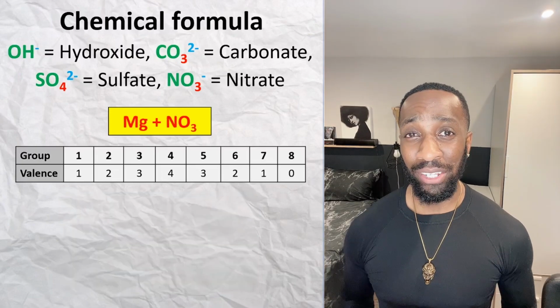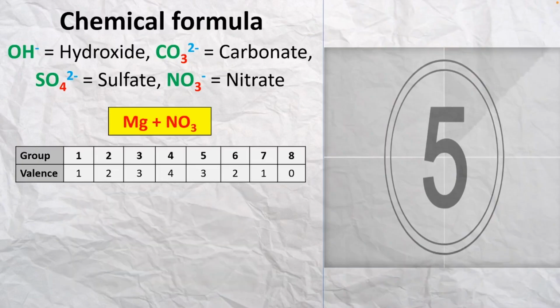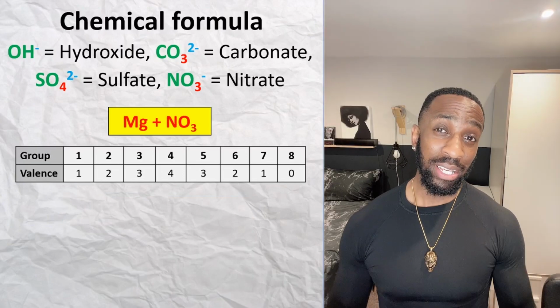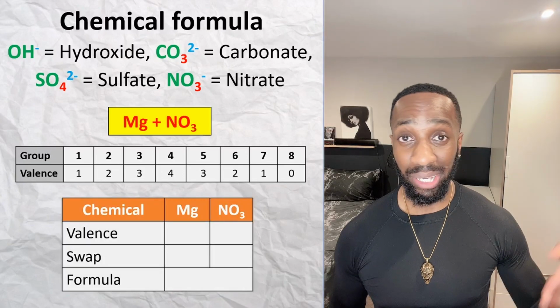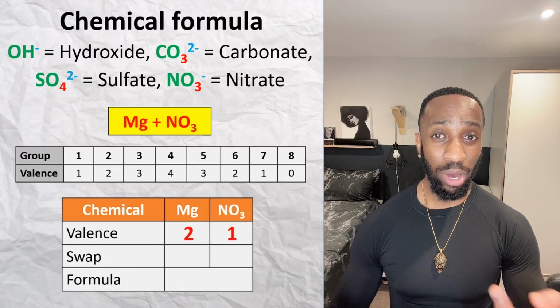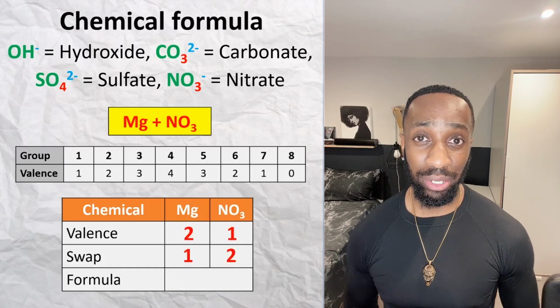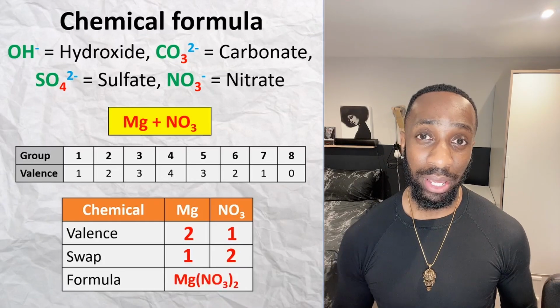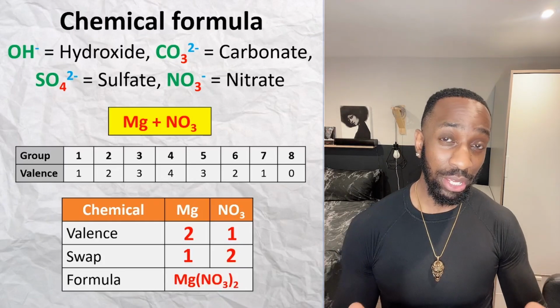Finally, try and work out this one, magnesium nitrate. Magnesium has a valence of 2, nitrate has a valence of 1. Swap them around, so we've got 1 magnesium and 2 lots of the nitrate. That means we do need brackets. So we've got Mg(NO3)2.